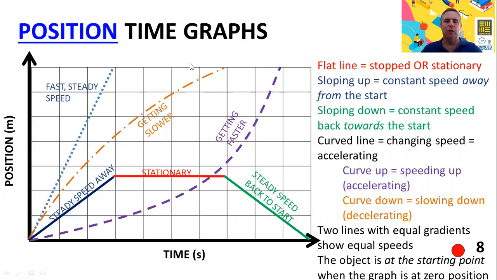Finally, when is the object at the starting point? Well, in this graph, there are two positions, at the beginning and at the end. So at the 0 point of position, that is when the object is at the starting point.